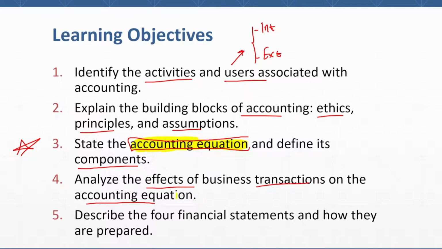In learning objective 3, we will learn about the accounting equation. And in learning objective 4, we see how different transactions could affect our equation. And finally, in learning objective 5, we briefly go over our financial statements. We have 4 of them. Remember, income statement, retained earnings statement, balance sheet, and cash flow statement.